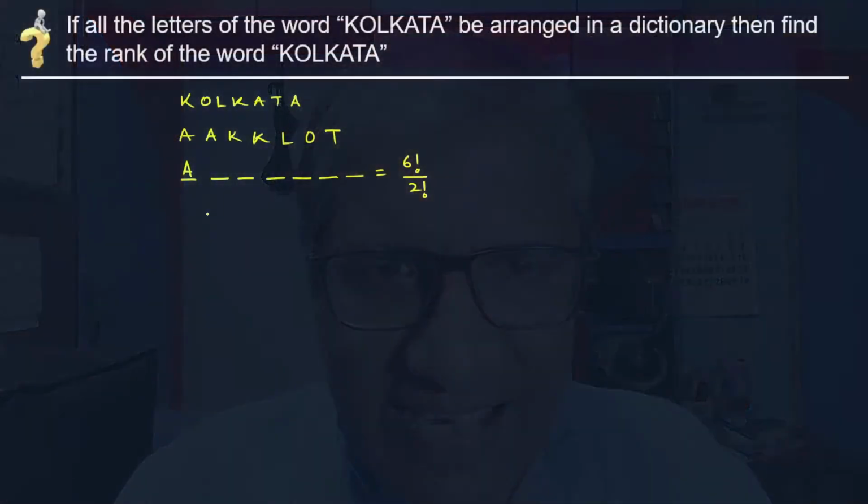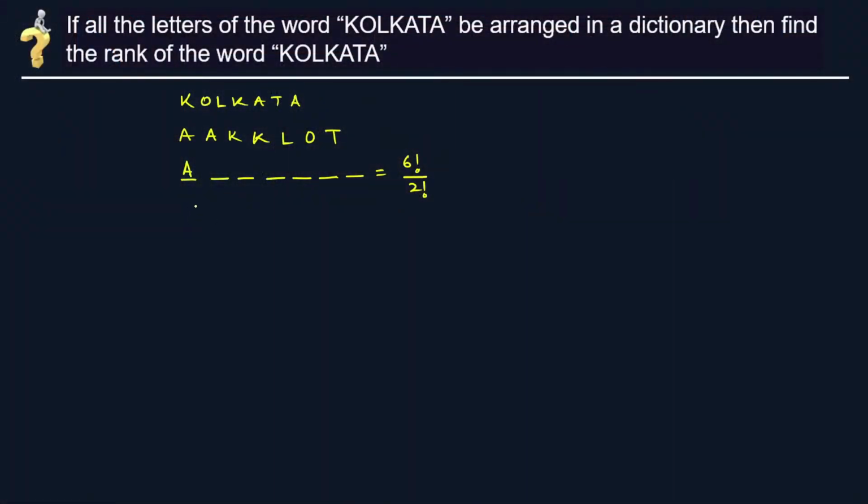1 A has been fixed in the first place, so it cannot move. Therefore, though there are 2 A's, actually 1 A is moving in the rest 6 places. Therefore, you should not divide it by factorial 2. Is it clear? Next word will start with, alphabetically, don't start with A again, because A has already been taken. So next word that will start is with K.